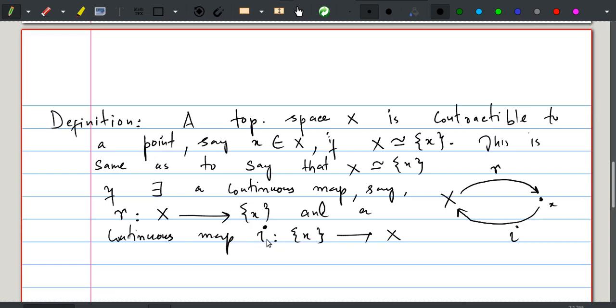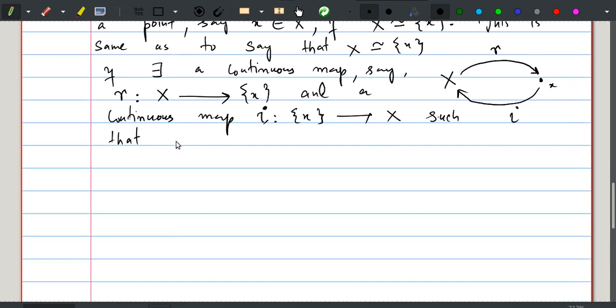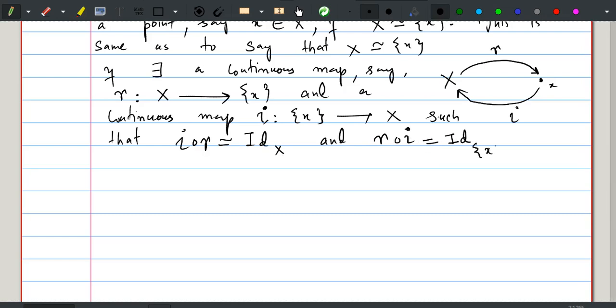So this is the inclusion map which takes X to X, such that I composed with R has to be homotopic to the identity map on X, and R composed with I, which is the same as the identity map on this singleton set, and hence if this is equal to here, this is a homotopy as well.